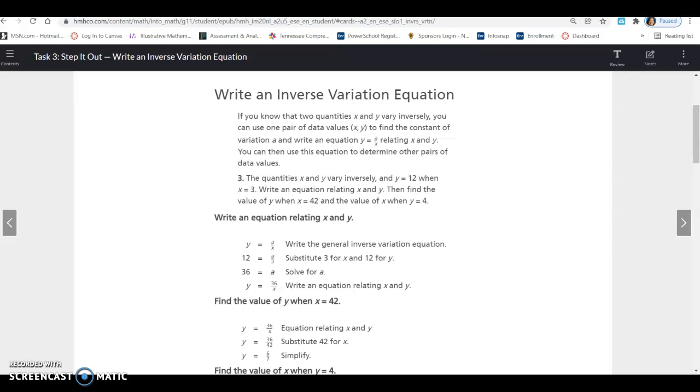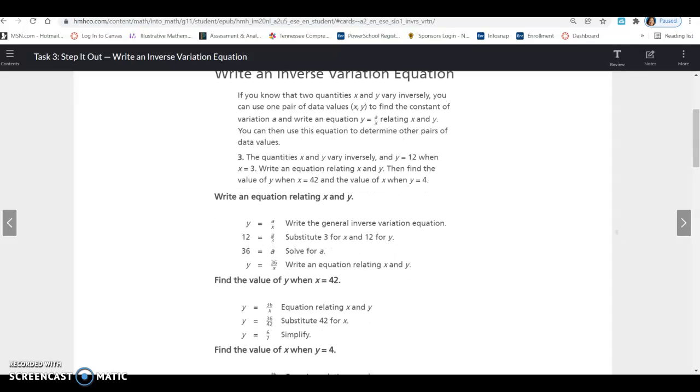The quantities x and y vary inversely, and y equals 12 when x equals 3. Write an equation relating x and y, then find the value of y when x is 42, and the value of x when y is 4.